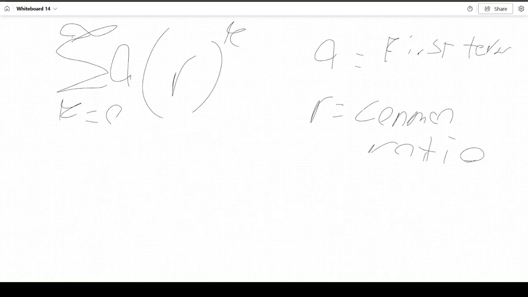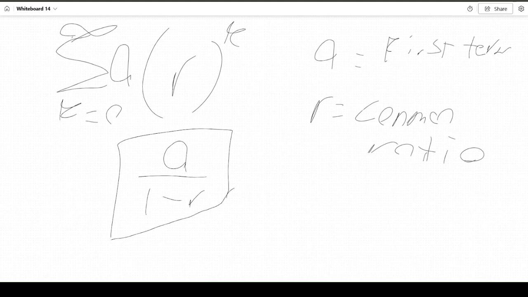So we have another equation that will help us evaluate the series to state if it's convergent or divergent. So the equation is basically a over 1 minus r, and that will give you the actual answer that you will need, not if it's convergent or divergent. So make sure to remember this equation. And now let's take a look at some examples.